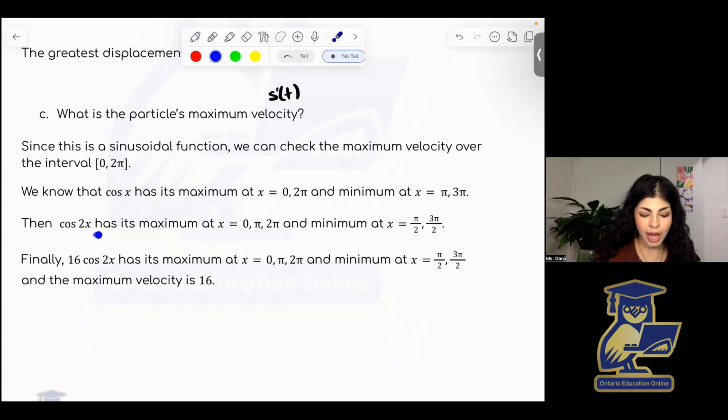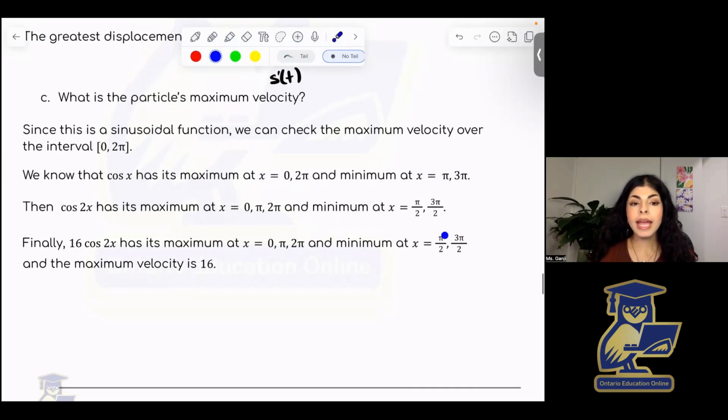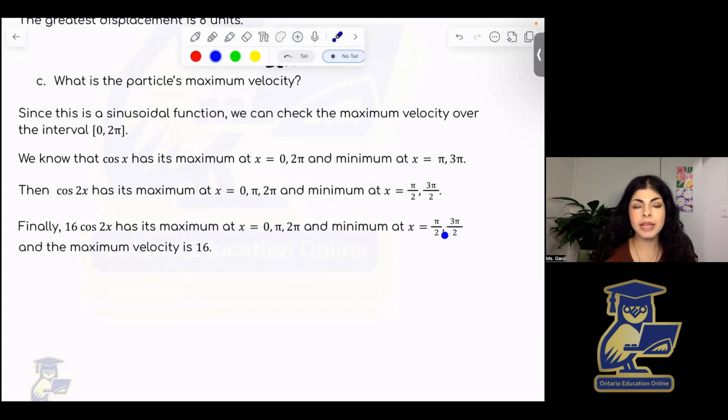So cosine of 2x has its maximum at x equal to, and again, I'm just thinking if x is these values, then what do they have to be for 2x? So it's 0, pi, 2 pi, which if you do 2 times each of these, you get 0, 2 pi, 4 pi, and so on. And the minimum, again, same thing. I'm just dividing these values by 2, so we get pi over 2, 3 pi over 2, 5 pi over 2, and so on. And because we're at the maximum velocity, we don't consider the direction, we only consider the speed here. And even if we are considering velocity here, it would be the positive motion. So 16, and again, no units here. So that would be our final answer here.